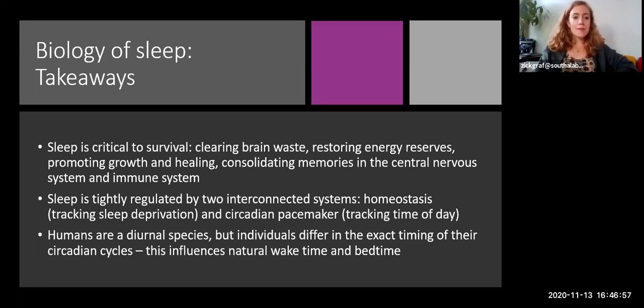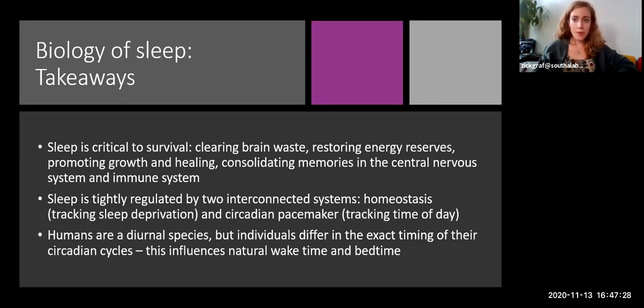Okay, so some takeaways from the biology of sleep. Obviously, sleep is really critical to survival, and it's necessary for lots of processes like clearing out waste products from the brain, rebuilding and restoring energy reserves, promoting growth and healing, consolidating memories both in the central nervous system, so declarative, procedural, and episodic memories, as well as immune system memories, so immune responses to viruses that our immune system has encountered before, which is the way that immunizations work.